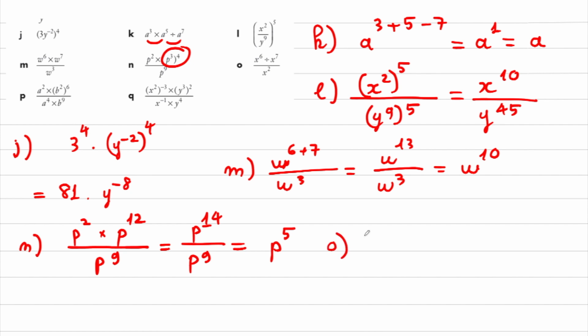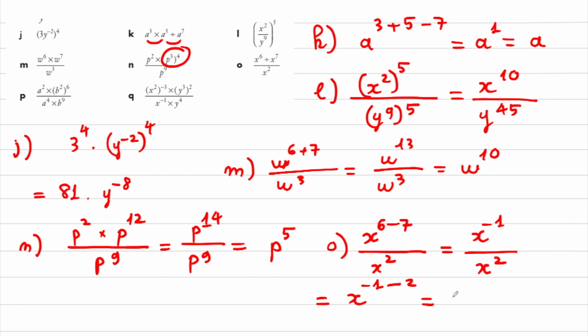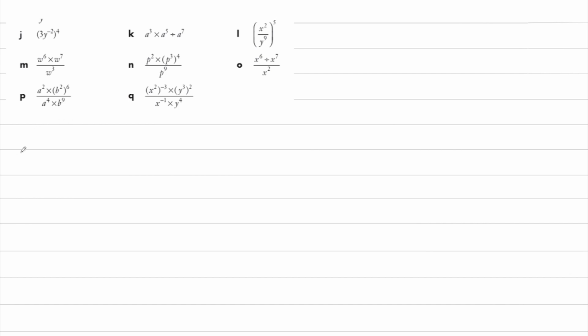The next one, x to the power of 6 minus 7, because in the numerator you have division. And you have x squared in this position. This is equal to x to the power of minus 1, and here x to the power of 2. So x to the power of minus 1 and y to the power of minus 2 one more time. You will get x to the power of minus 3, to the power of minus 3 like this. Okay, question O we finished. We move to question P.